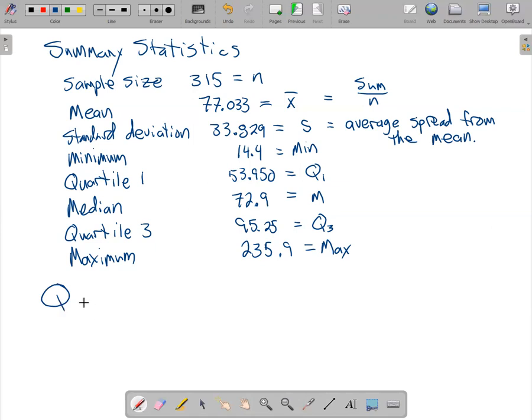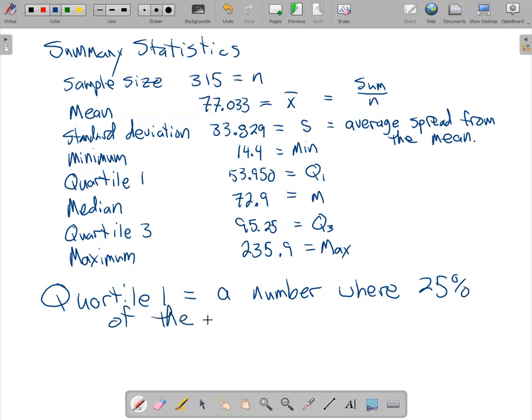So quartile 1, it's a number where 25% of the data values are at or below that point. 25% of the numbers are at or below that point. I'll show you a picture of that.